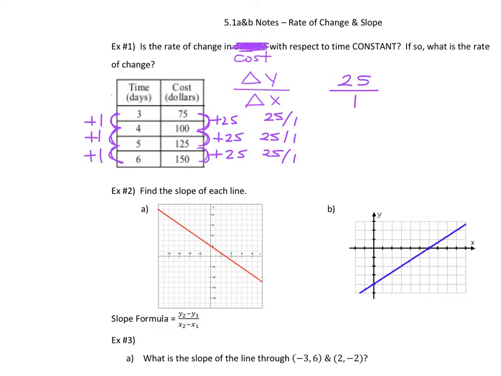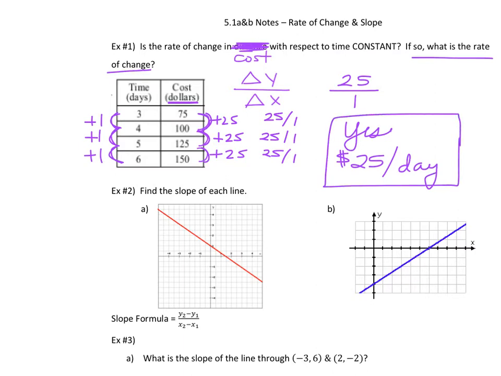So when they ask you, is the rate of change constant? What they're saying is, is it changing by the same amount every single time? Yes. Okay, so we would say, yes, it is constant. That's all it is. And then if so, what is the rate of change? So we would say, it's changing by a rate of 25 what? Dollars, right? So it's $25 per what? 1 day. For 1 day. So $25 per day is the rate of change. Okay? $25 per day.